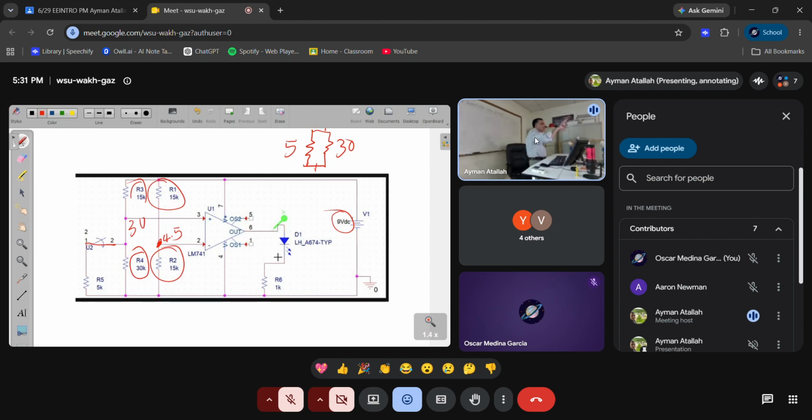If you want to reverse the process, connect this to this and connect this to this. Reverse the process. We will do it.